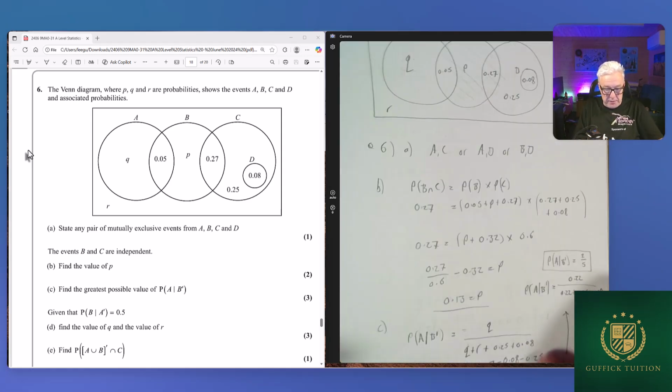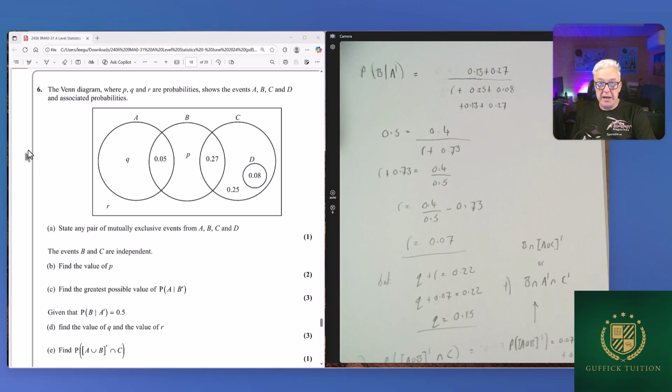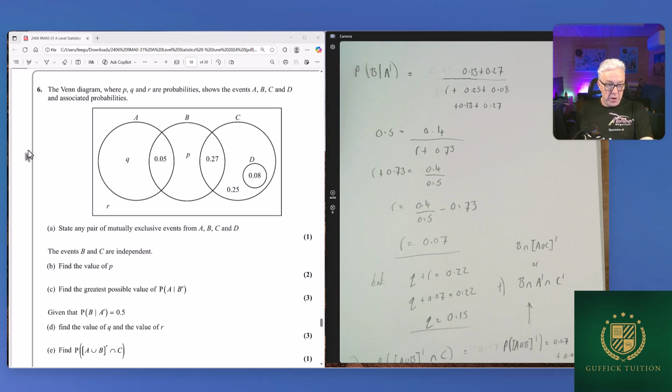Right, what's next? Okay, the next thing it says, for now we're on D, it says D, given that the probability of B intersection not A is equal to 0.5, find the value of Q and the value of R. Okay, so let's think about this. What does the probability of B intersection not A look like?